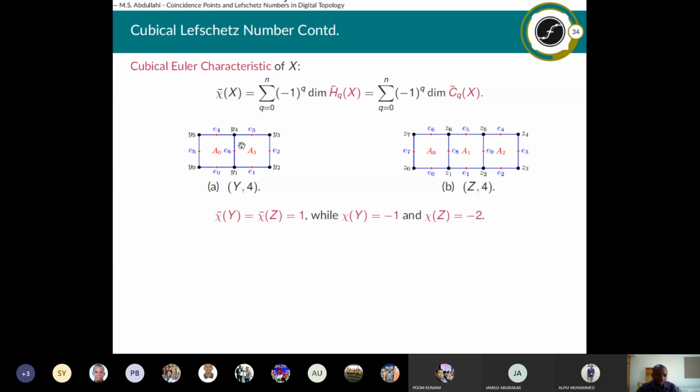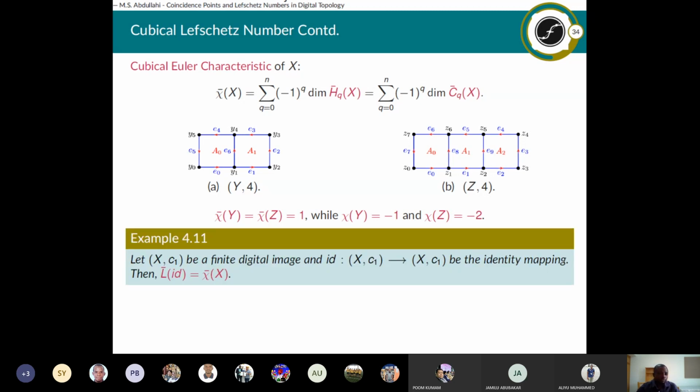Similarly, for this one, I will apply the same procedure. I will calculate the 0 cubes, the 1 cubes, and also the 2 cubes, and I will end up having 1. But in the simplicial case, because we don't have this 2-dimensional one, we'll have 6 minus 7, and we'll end up having minus 1. And in this case, we'll have 1, 2, 3, 4, 5, 6, 7, 8. 8 minus 10, then we'll have minus 2. So you can see that these two Euler characteristics are different.